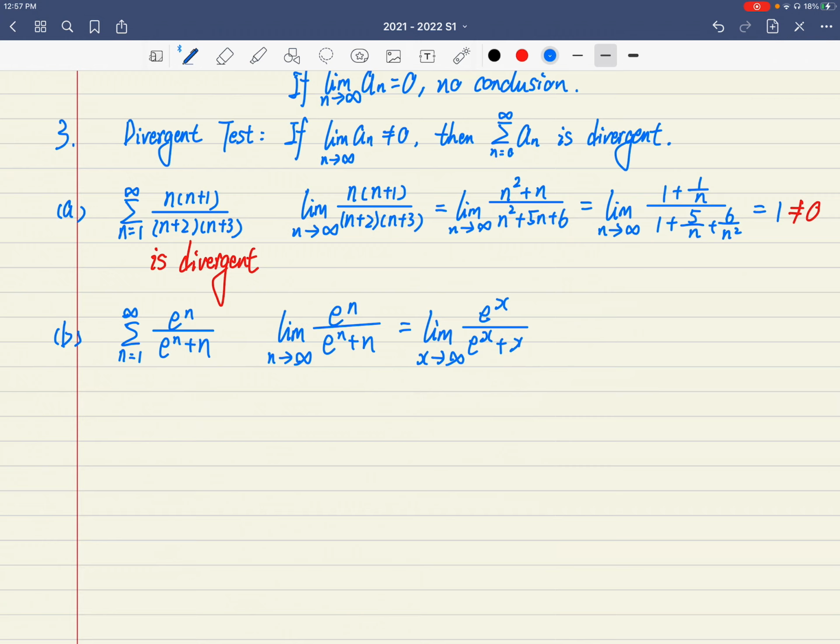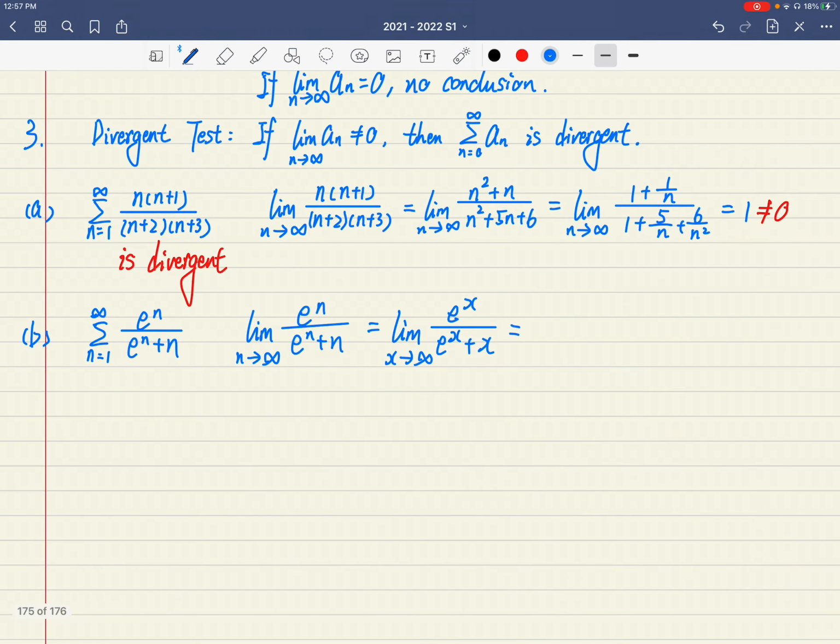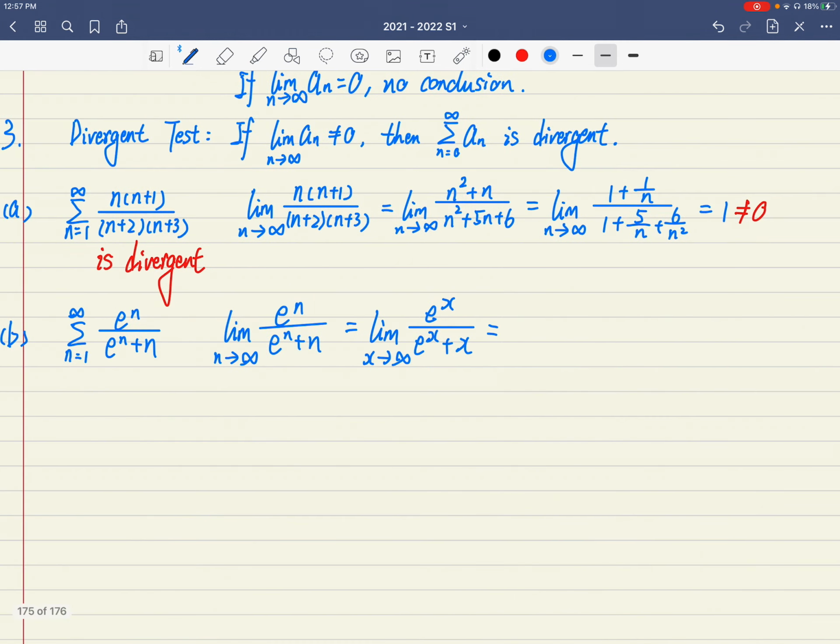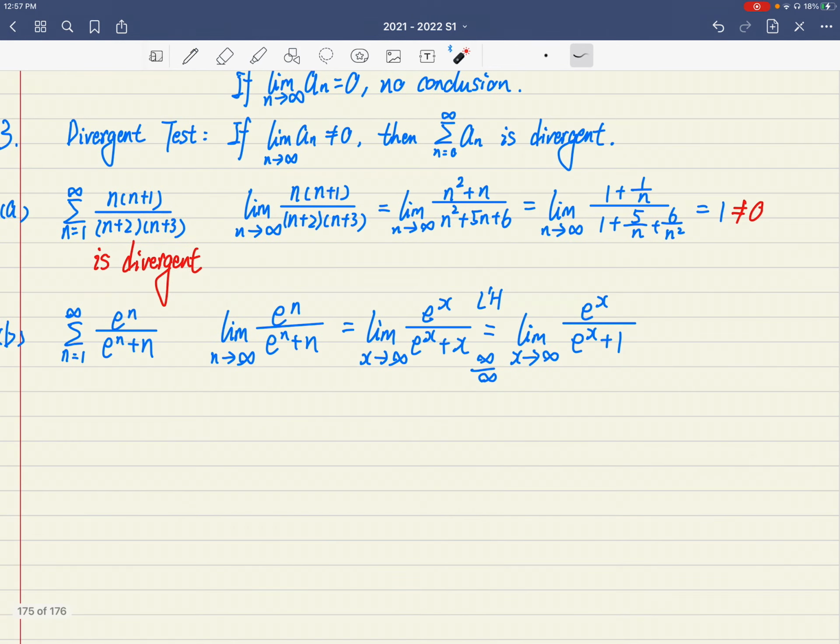Again, if we want to use L'Hopital's rule, we need to change the sequence to a continuous function, because technically you can only apply L'Hopital's rule to a continuous function. Because both the top and the bottom approach infinity, we can apply L'Hopital's rule. So it's the limit as x approaches infinity, the top is e to the power of x, the bottom is e to the power of x plus 1. It's still infinity over infinity, so you need to apply L'Hopital's rule again.